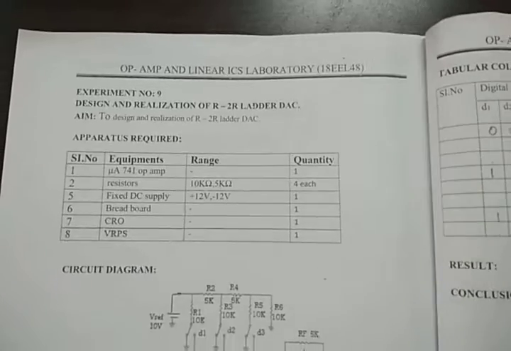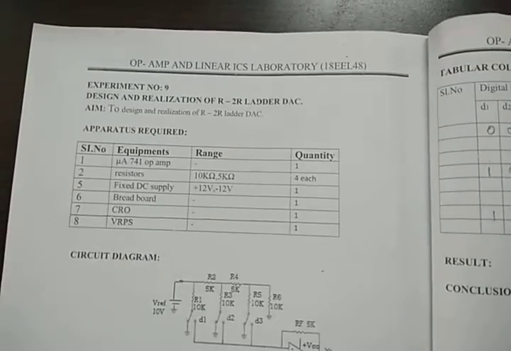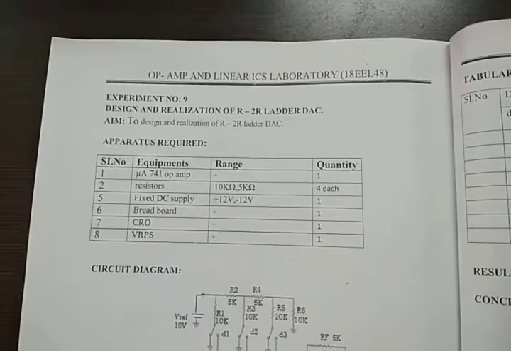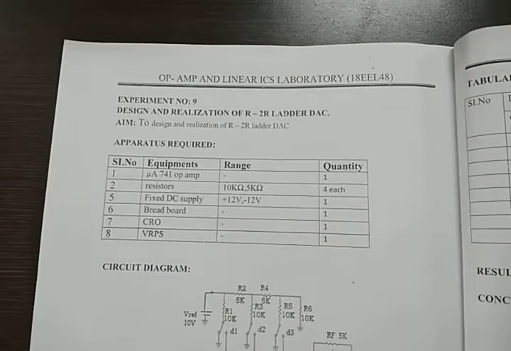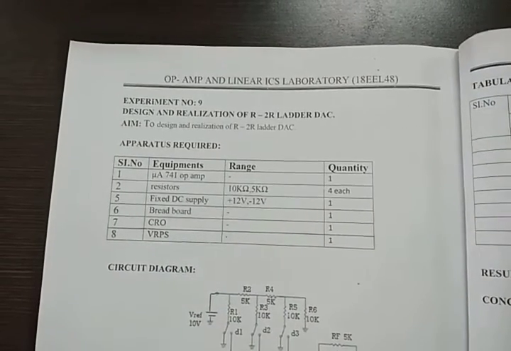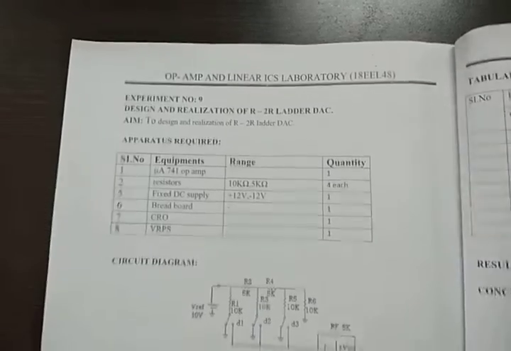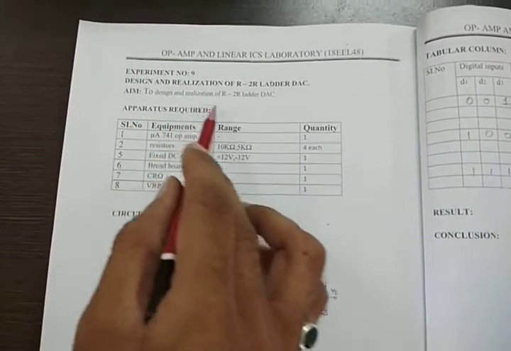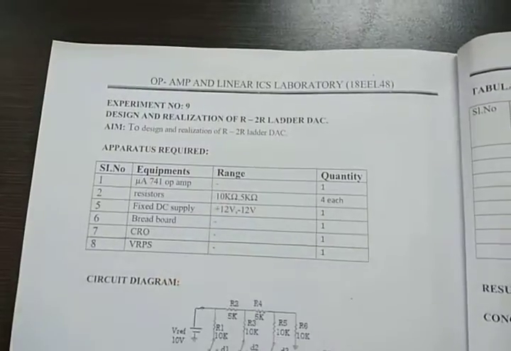Good afternoon, students. Today we will be conducting experiment number 9, that is the design and realization of R2R ladder DAC. This is one among the various DAC circuits, one of the prominent among the various DAC circuits used. It is called the R2R ladder DAC. The aim of the experiment is to design and realize an R2R ladder DAC.